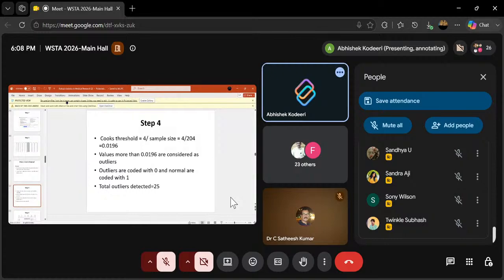But there are many ways in which we can look into it. A conventional way is 4 divided by the sample size. Let us say the sample size is 204. 4 divided by 204 is equal to 0.0196. Values more than 0.0196 are considered outliers. So outliers are coded with the number 0 and normals are coded with the number 1. When you look into it, we can see the same thing.